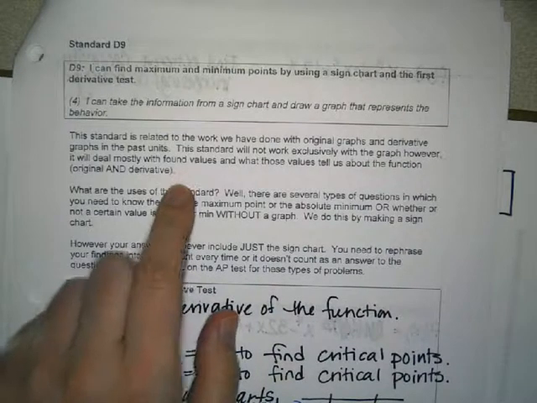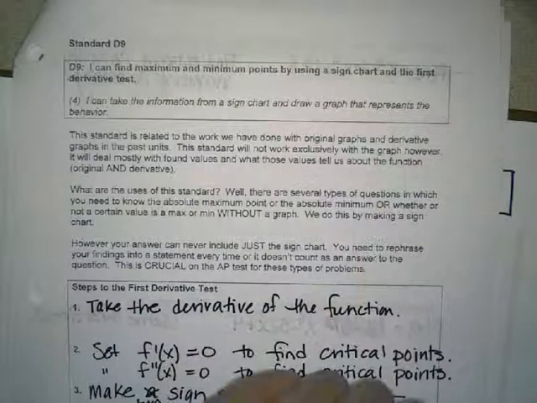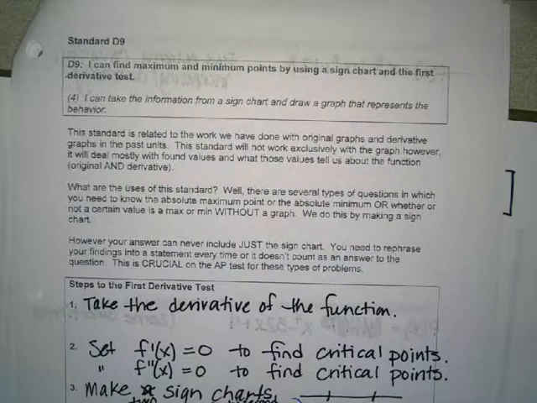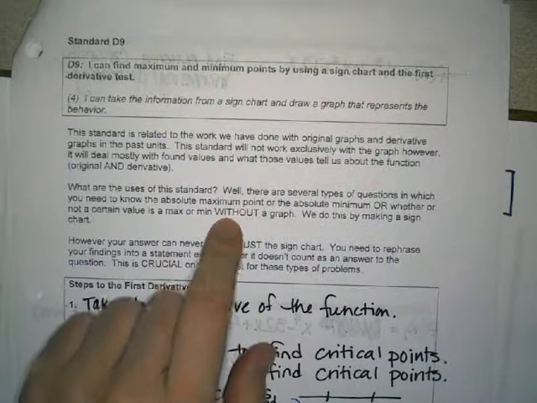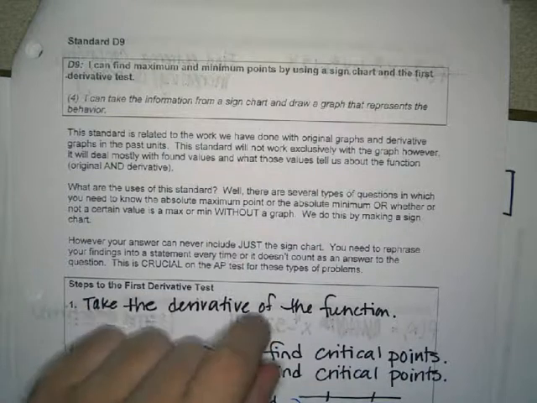However, we're not going to work exclusively with the graphs like we did before. I'm going to basically give you the function, and instead of graphing it, we're going to be able to tell things about that function based on values from the derivative. There are several types of questions in which you need to know the absolute maximum point or the absolute minimum, or whether or not a certain value is a max or min without a graph.